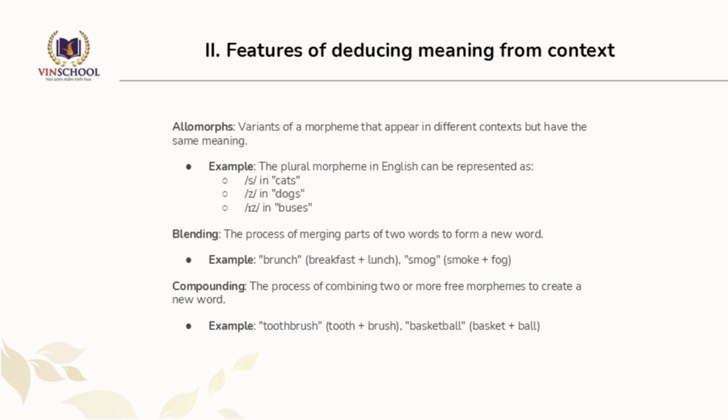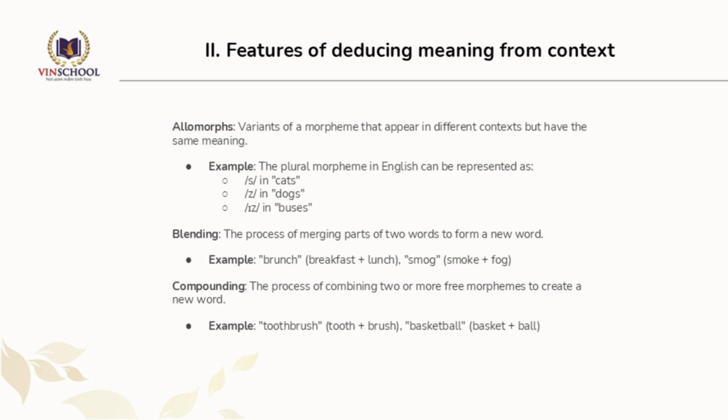Allomorphs are variants of a morpheme that appear in different contexts but have the same meaning. For example, the plural morpheme in English can be represented as s in cats, z in dogs, and iz in buses. Blending is the process of merging parts of two words to form a new word. For example, brunch is blended from breakfast plus lunch, smog is blended from smoke plus fog.